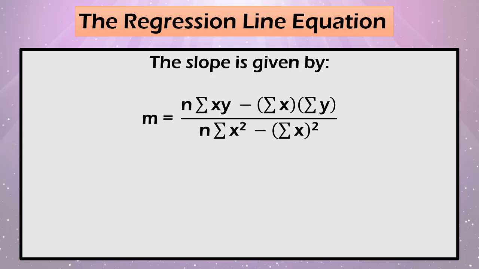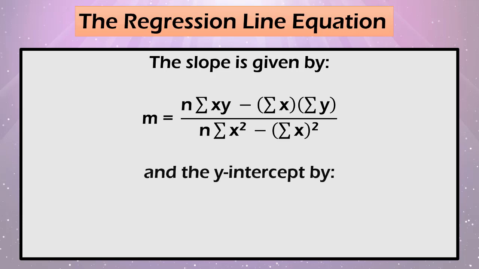Then we'll take each x value and square it and add them all up and multiply them times n to give us a value in the denominator, and then subtract the sum of the x's, squared. So basically we're doing a whole bunch of additions and a few multiplications, and that gives us our m. And we're just using the x's and y's from our ordered pairs that we have in our data points.